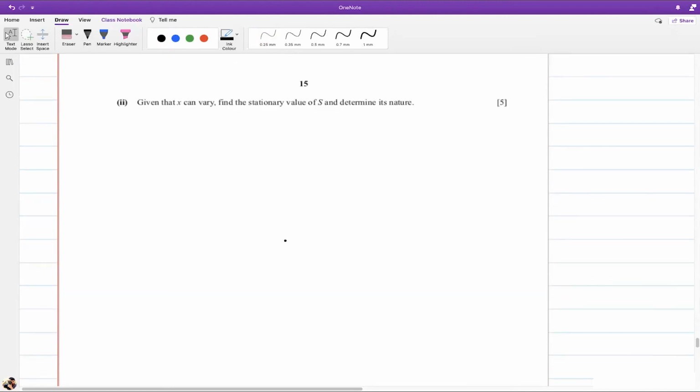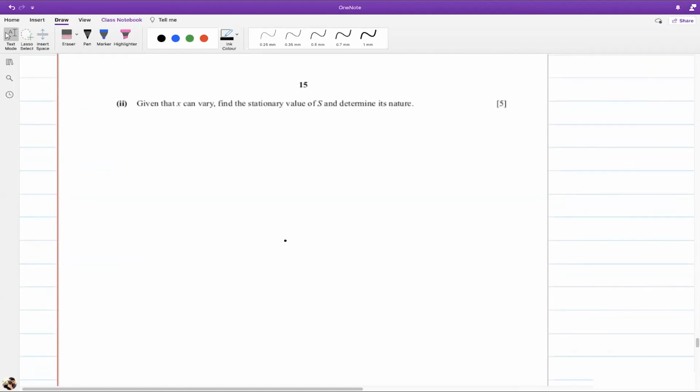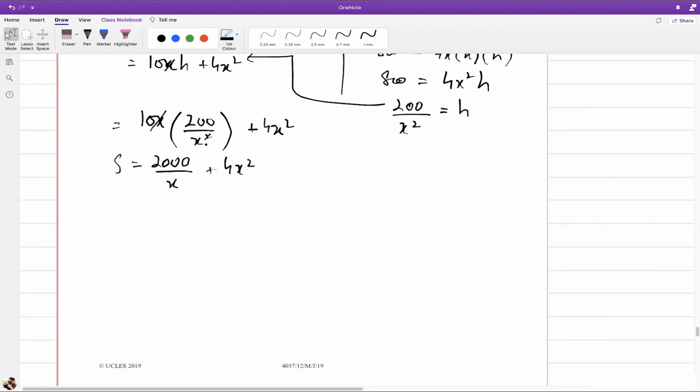Given that x can vary, find the stationary value of s. Stationary value पे इसका derivative 0 होता है. So मैं ds by dx निकालूंगा और उसको equal to 0 कर दूंगा. तो जरा मैं s को देखूं क्या है. s है 2000 over x plus 4x squared.